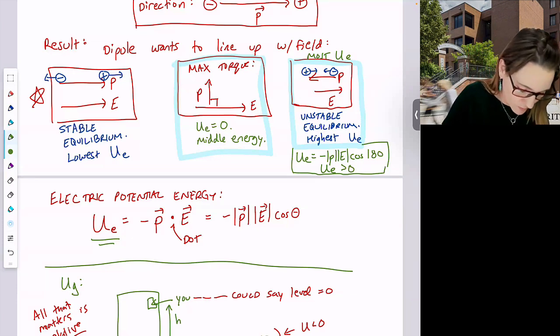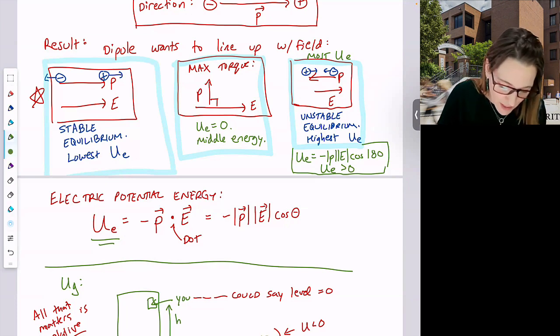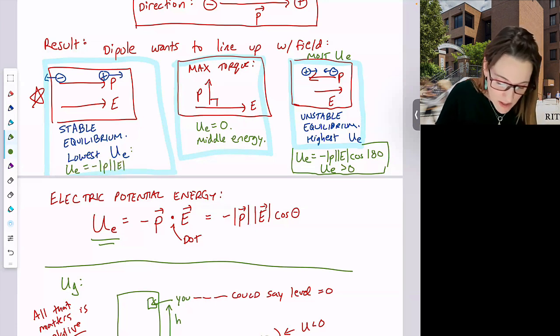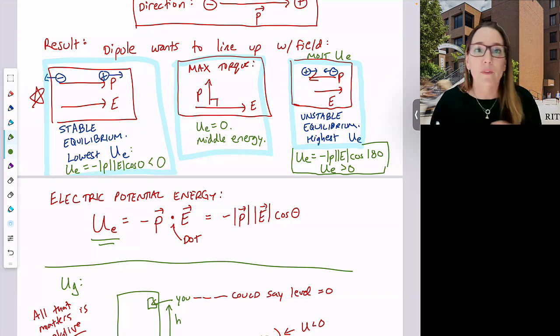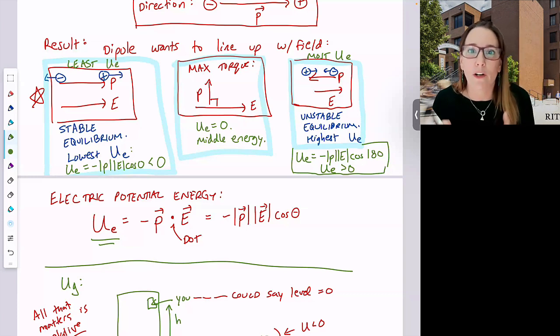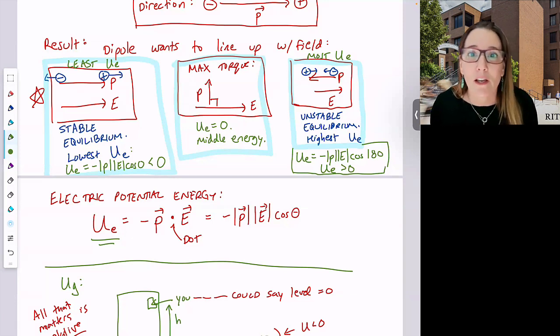And then if we go back to our original situation, when I said this was going to be our lowest energy state, let's verify that that's the case. My lowest energy state is going to be negative magnitude of P, magnitude of E, and then the cosine of 0, which is just 1. And so we end up with this one being a negative energy. So this one over here has the least energy. It's a negative number. The middle energy is my zero energy. That's just, again, built into the definition. And then the most energy is going to be when it's as far away from where it wants to be as it can get.